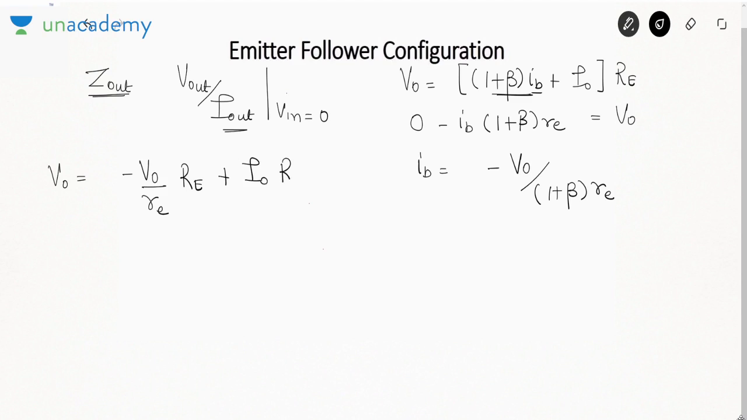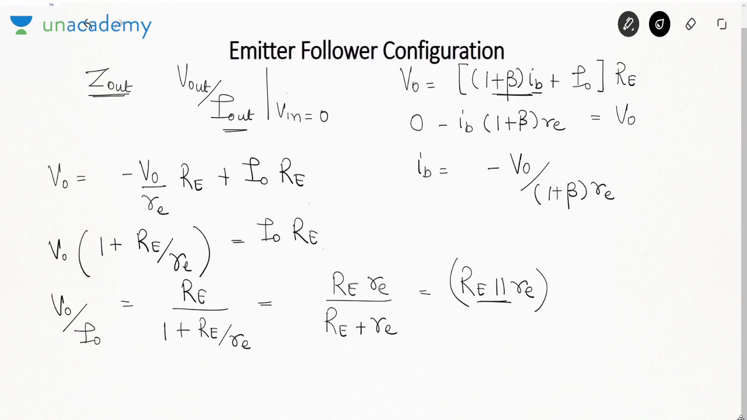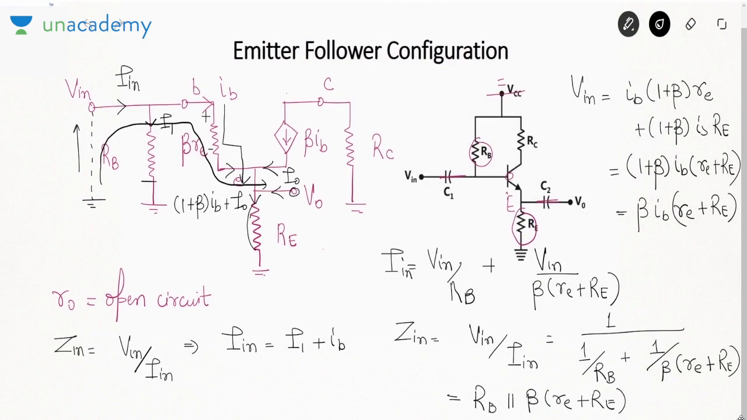Plus I0 RE. Now when you take V0 terms on one side, what is V0 by I0? It is RE over 1 plus capital RE by small re, which is equal to RE over RE plus small re, or you can say RE parallel small re. So that will be your output impedance Z out. So in this case, don't directly say that Z out will be RE. You have to calculate V0 by I0.